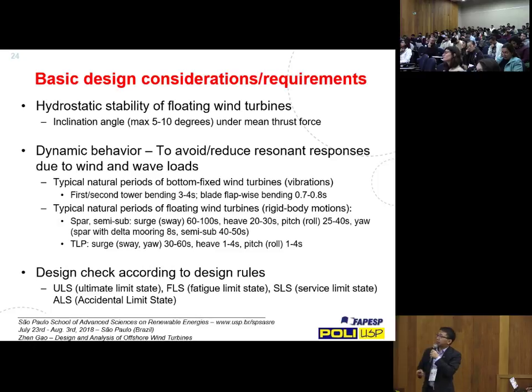And we start with some of the global design considerations, just mentioning floating wind turbines. Of course, you want to have good hydrostatic stability because you typically have a very large thrust force acting on the wind turbine, and this gives a big moment on the floating structure. So you have to provide good hydrostatic stability in order to reduce the inclination angle, typically around 5 to 7 degrees. Otherwise, you will get less efficiency because the rotor will be inclined.